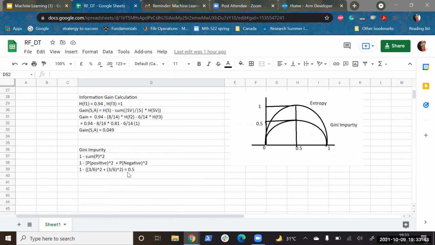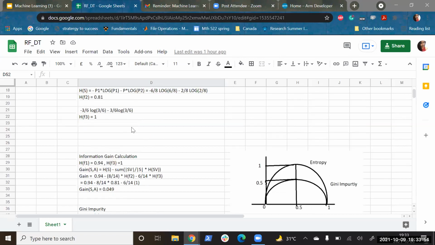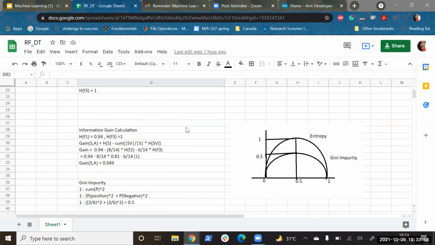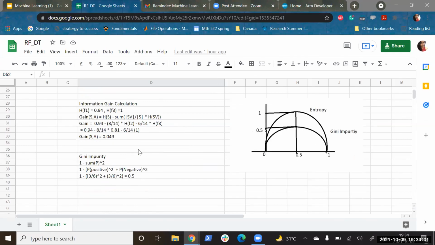So it's not that bad. You see, compared to 1, 0.5 is better. And the time that it took me to do this one was far less than in doing this one. Quite complicated. So that's why people prefer to use Gini impurity over entropy.